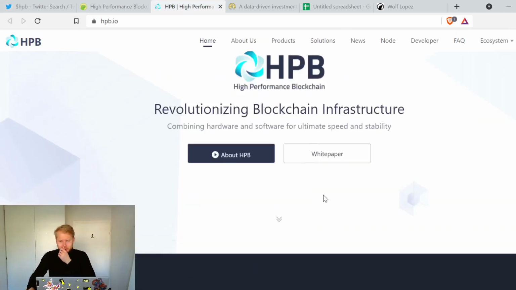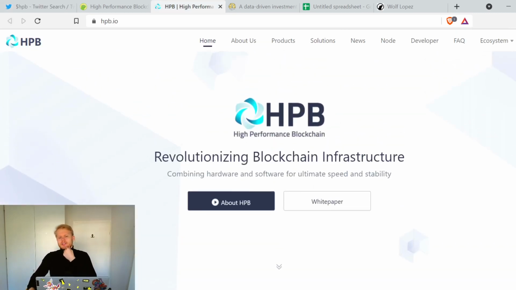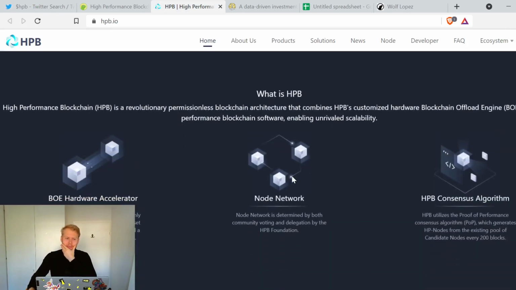I really like, let's look at what's on their website. Revolutionizing blockchain infrastructure, combining hardware and software for the ultimate speed and stability. So, High Performance Blockchain is a revolutionary permissionless blockchain architecture that combines customized hardware with High Performance Blockchain software, enabling unrivaled scalability. So, the hardware accelerator, the blockchain offload engine, is a highly compatible, customizable hardware chipset with an embedded something, I don't know what that is.